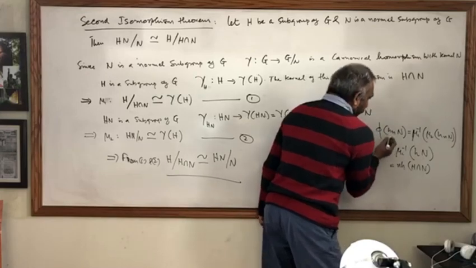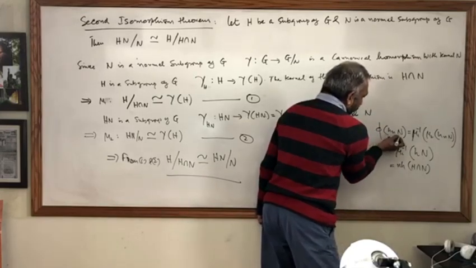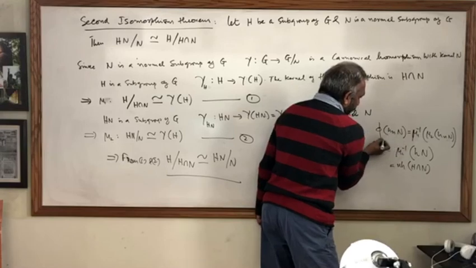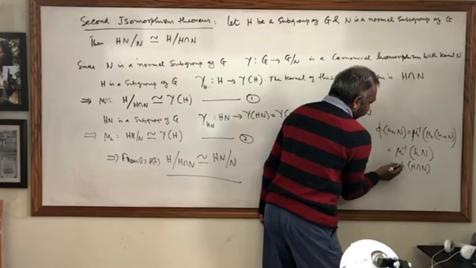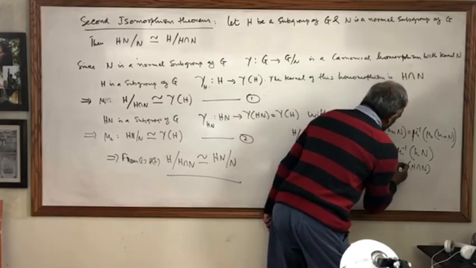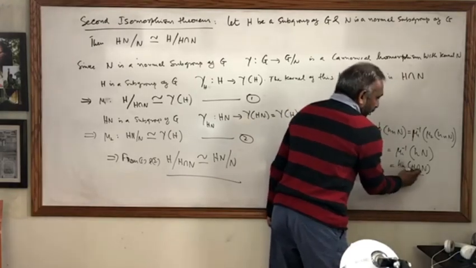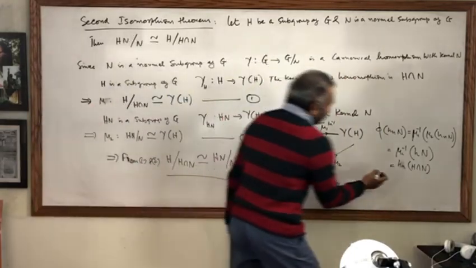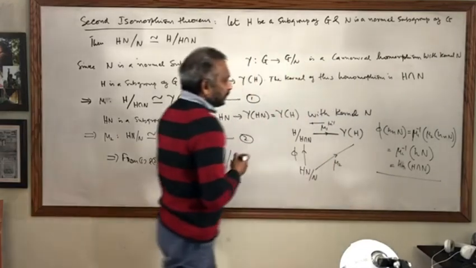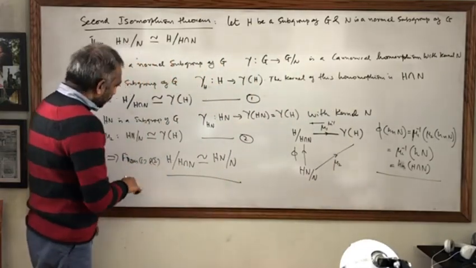So phi of hN is going to be hN of H intersection N. So that is the explicit definition of this isomorphism.